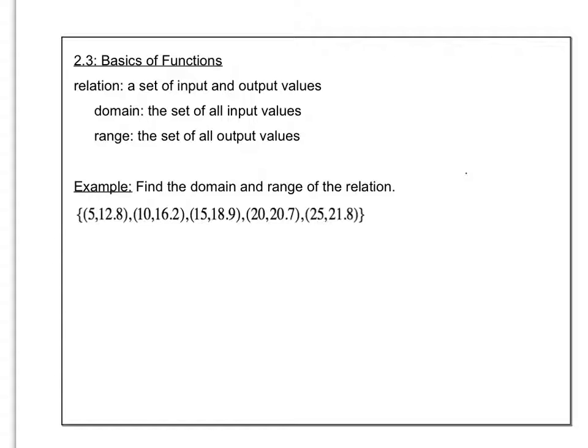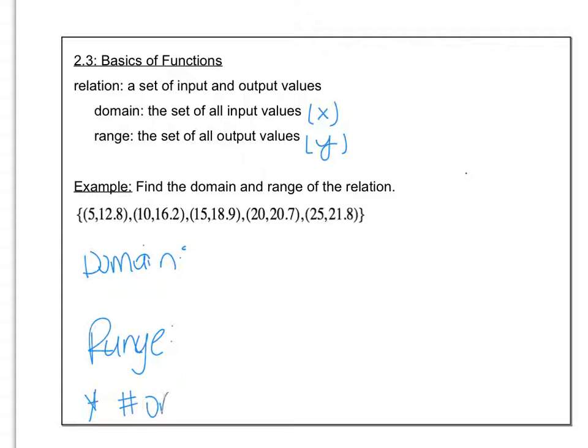Do we remember what letter domain goes with? X. Domain is X, and range is Y. So the first example, we just want to list the domain and the range. When you list the domain and range, you're supposed to put them in numerical order with no repeats. So this one happens to already be in numerical order, but if they weren't, you'd put them in number order. So the domain is all the x values listed.